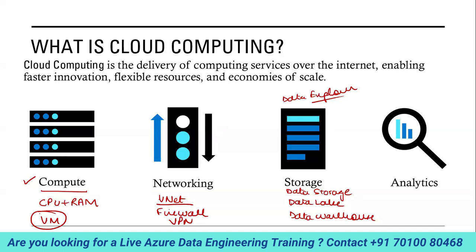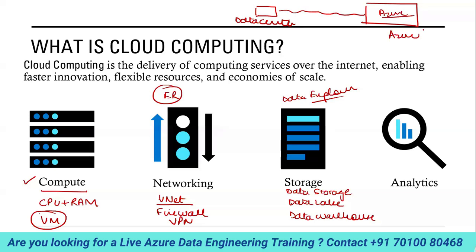Then there are some other services also which I'm sure you may not have heard of. For example, Express Route. In networking, we have a service called Express Route, which is nothing but building a dedicated connection line from your local data center to the Azure data center. You do so because you want privacy and security of your data, you don't want to send your data over the internet. So these are all different services that you create.